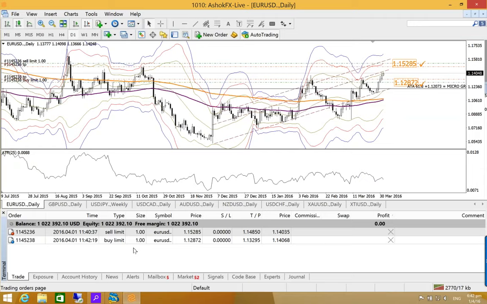No farm payroll. We're going to trade two pairs today. Today we're going to trade the euro USD and the dollar yen only. Okay, and we of course will take the gold.